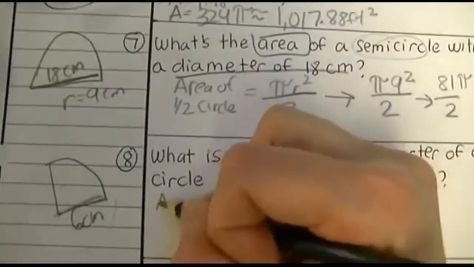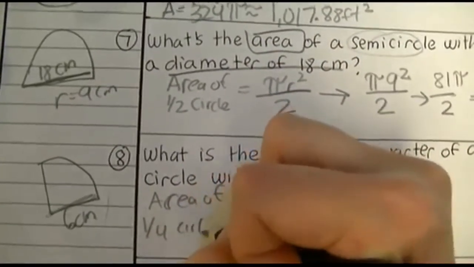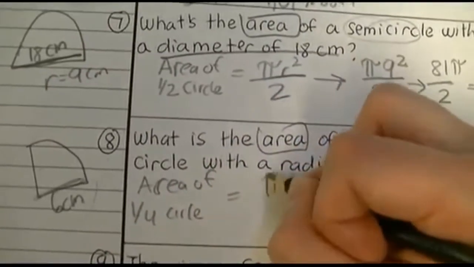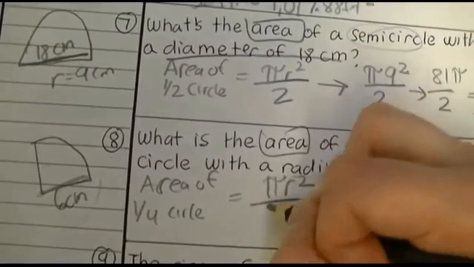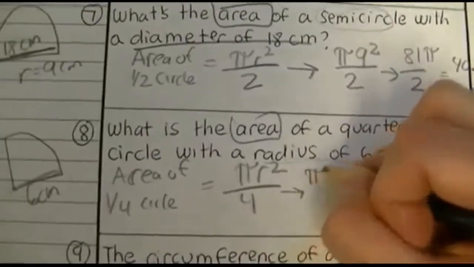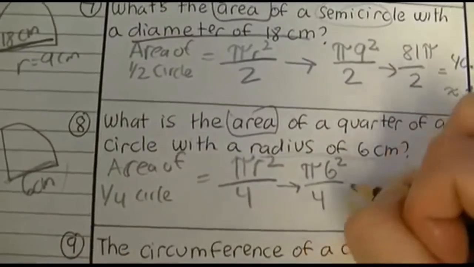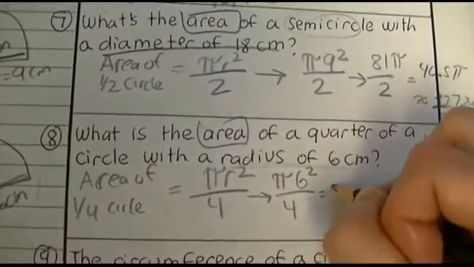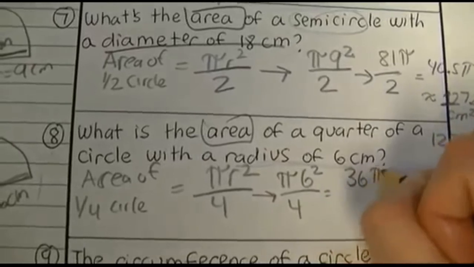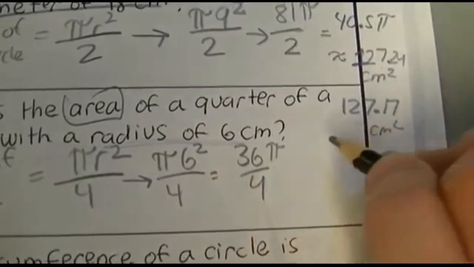So area of a quarter circle is, okay, you take the area of the whole circle and then divide by 4. Okay, and then substitute your values in. So pi, the radius is 6, you got to square it, and you got to divide it by 4. So this would equal 36 pi over 4. I can go 36 times pi, press equals, and divide by 4.